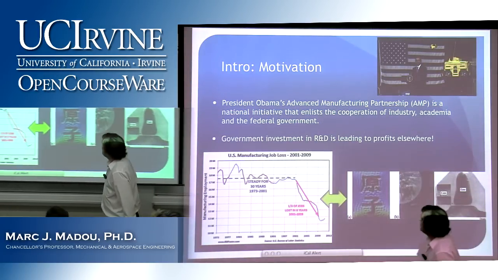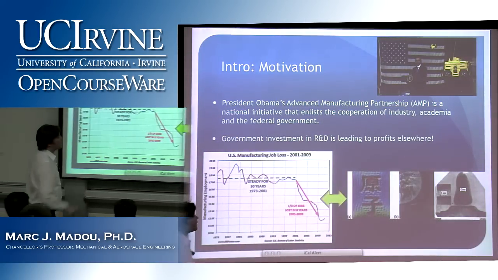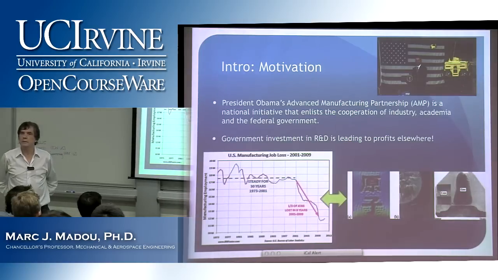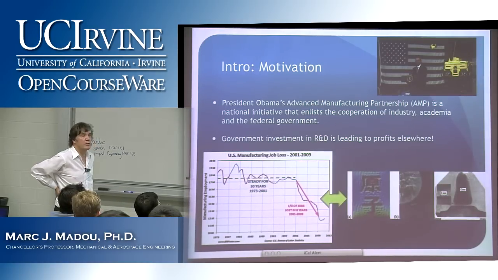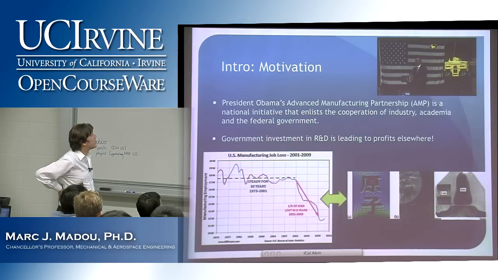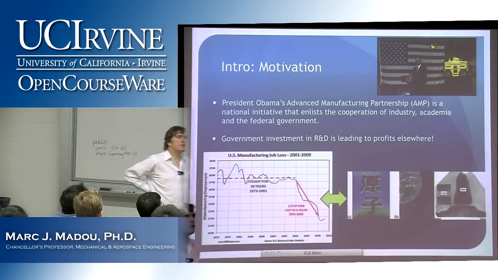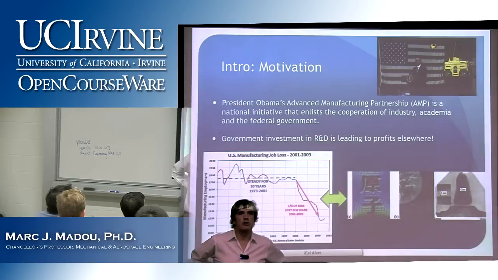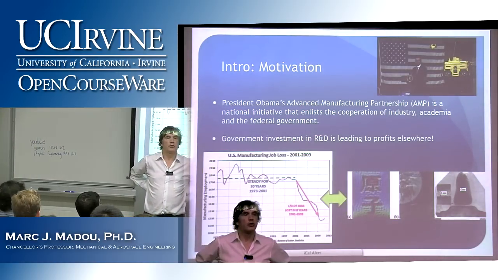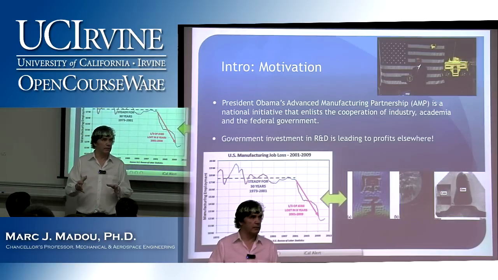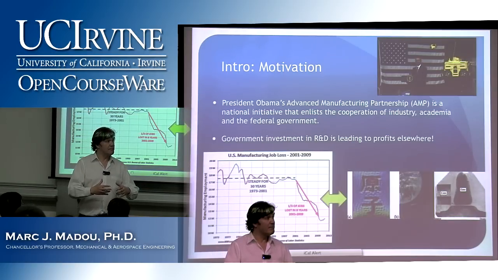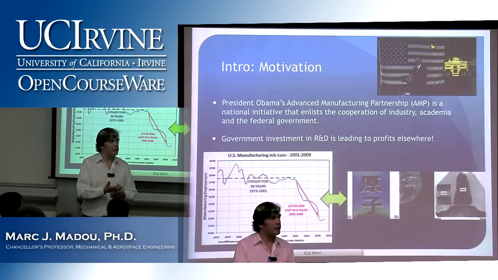So a bit more about motivation. I referred to that in class 1 or 2, I think. President Obama announced his Advanced Manufacturing Partnership, AMP. It's a national initiative that enlists the cooperation of industry, academia, and the federal government. In other words, he wants to do a little bit like they have in Germany, institutes called Fraunhofer Institutes, that form a bridge between industry and academia to help manufacturers make new and better products.